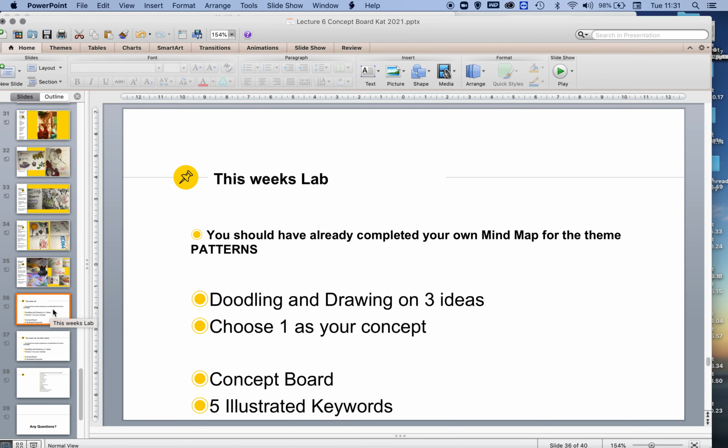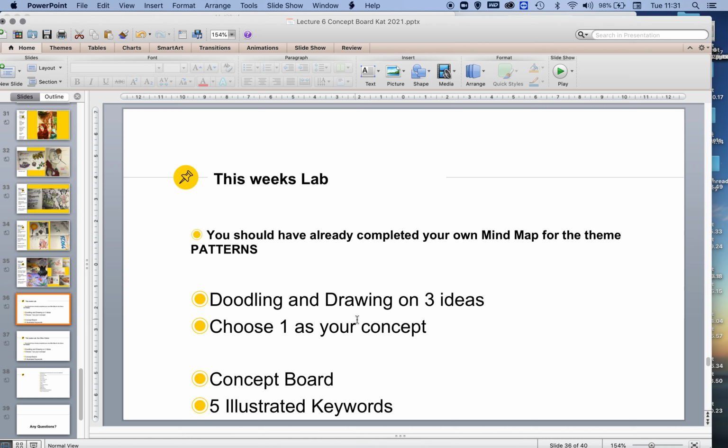And in this week's lab, you're going to do a number of tasks. You should have already completed your own mind map for the theme patterns. After that, and it's important that you do all of these in these steps, there's no point in doing your concept board and then going back and doodling 3 ideas or then doing the mind map. You should do these in this order. It's part of the process. We need to work through our design process.